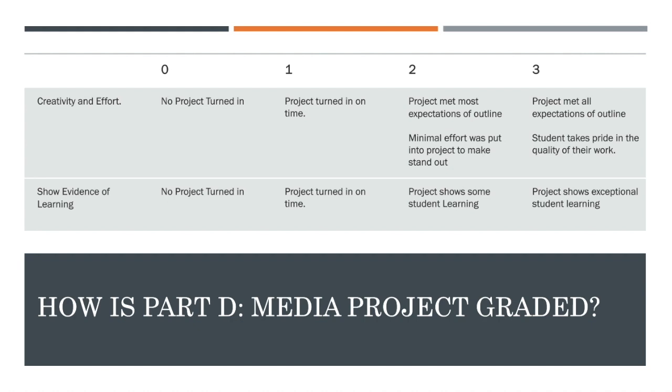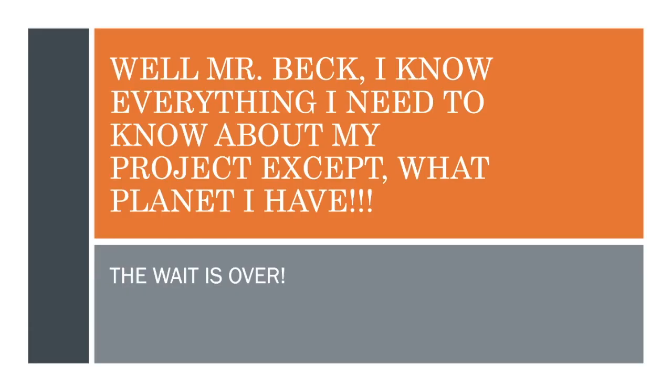Evidence of learning. No project turned in. Guess what? You get a 0. The project's turned in on time, but it's terrible. You're still going to get a 1 because you turned it in on time at least. Okay? Next one. Project shows some student learning. So you showed me some things that you learned, but not a lot. Okay? You're going to get a 2. Okay? 3 is shows exceptional amount of student learning. Okay? You want to know how I would hit this? At the end, I'd be like, I've learned so much about this planet. Yada, yada, yada. Okay? So, that's that.